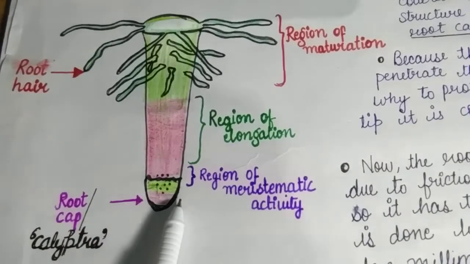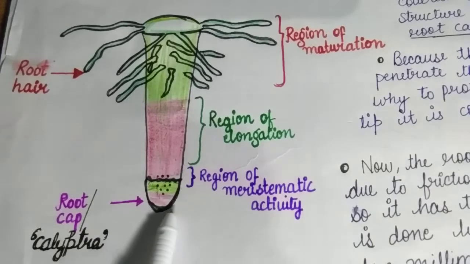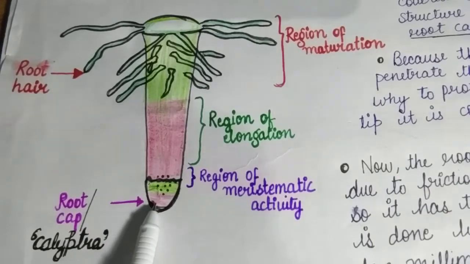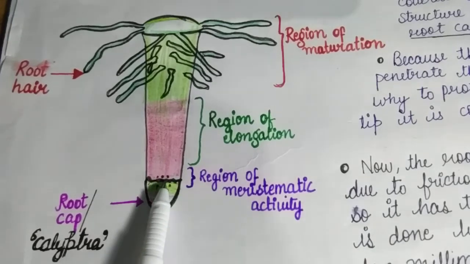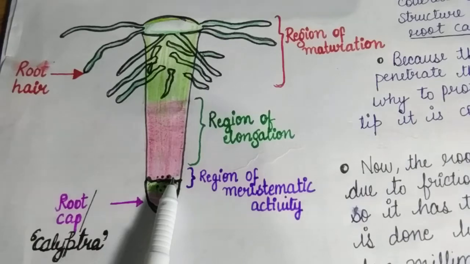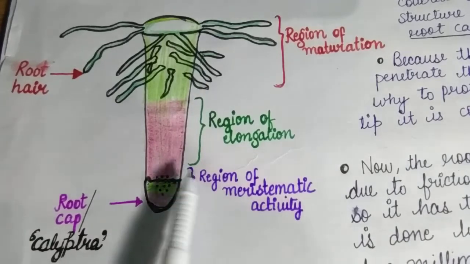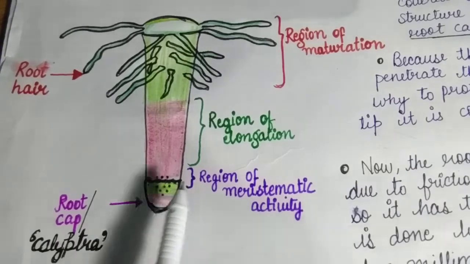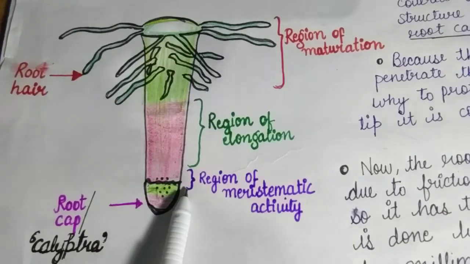Now there are n number of chances that this root cap will be damaged due to the friction of soil. So it has to be regenerated. This regeneration is done with the help of certain cells which divide continuously. These cells are called meristematic cells. The region where these meristematic cells are present is called the region of meristematic activity. It is very small in size, and this region is present proximal to the root cap, just above the root cap.